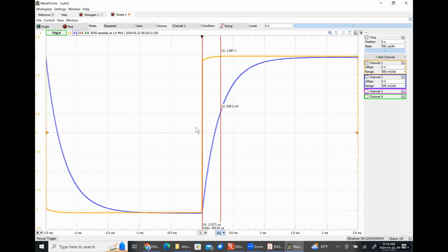So the distance between these two is how long our time constant is. And it's shown down here at the bottom of the screen. So where it says x2 delta 1 is the difference between cursor 2 and cursor 1, which is 291.91 microseconds.